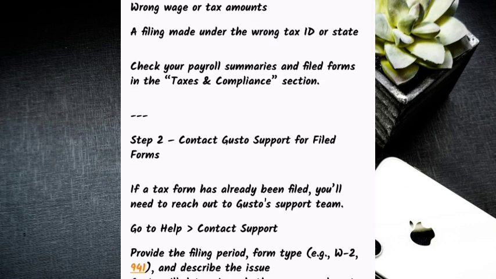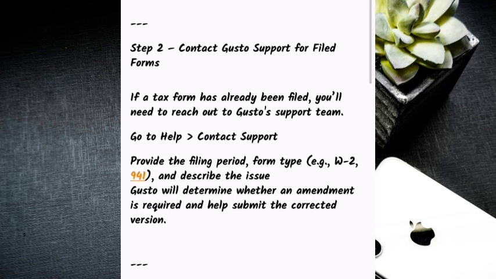Once you've identified the error, step 2, contact Gusto support for filed forms. If a tax form has already been filed, you're going to need to reach out to Gusto's support team. Just go to help and contact support to get in touch with Gusto's support team. And you can provide the filing period, the form type, and just describe the issue. Gusto will determine whether an amendment is required and help submit the corrected version.